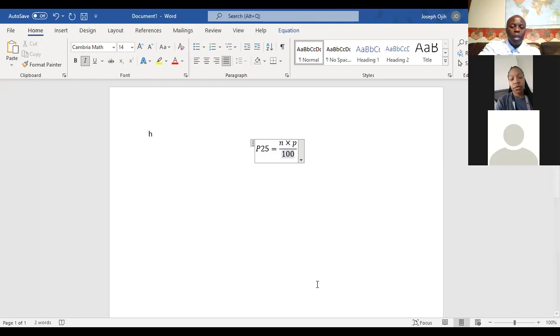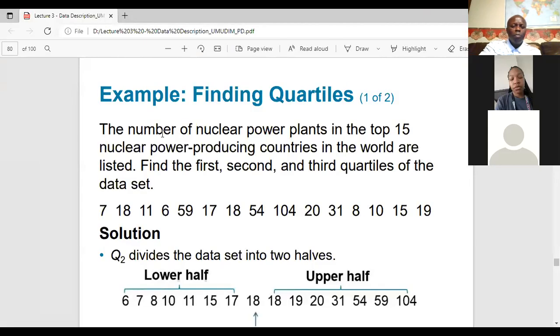Let's see how we can apply this to this question. Look at this first example. It says here, number of nuclear power plants in the top 15 nuclear power producing countries in the world.